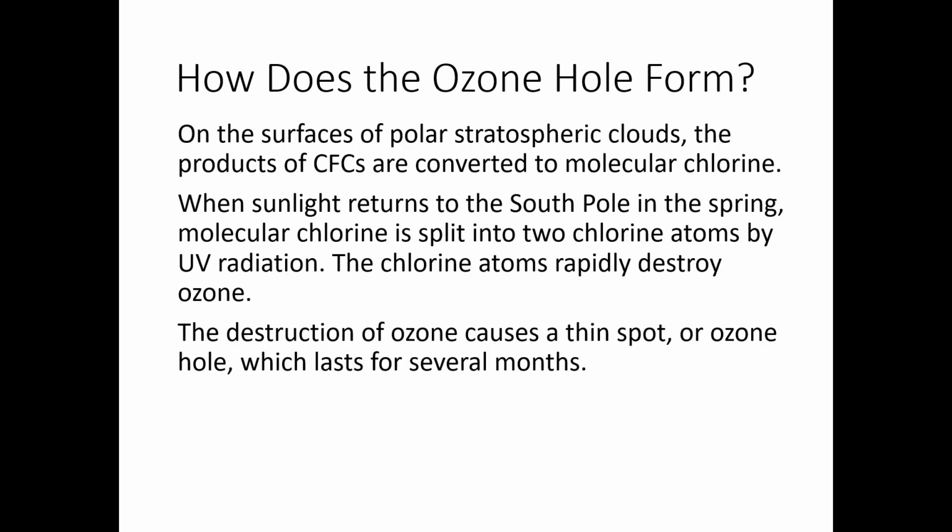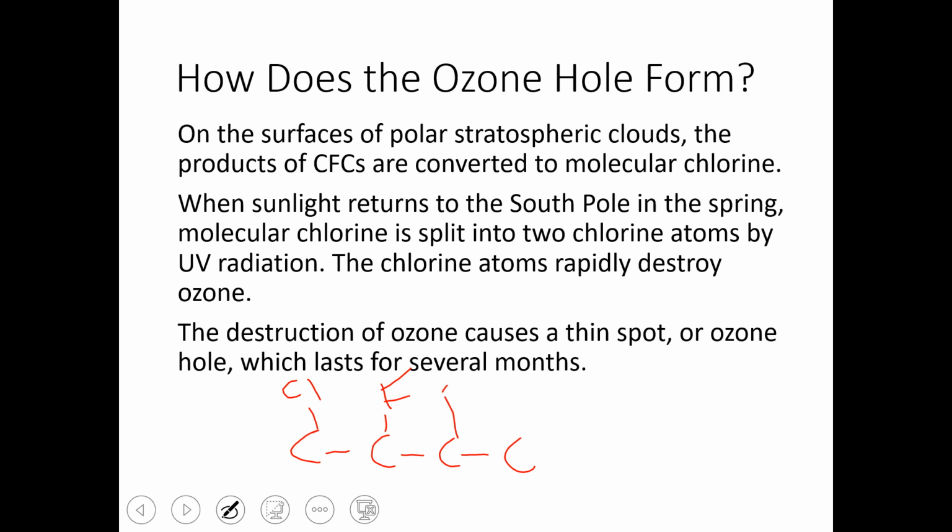And on the surface of these polar stratospheric clouds, you have the breakdown of those CFC molecules. To remind you of the structure, it's a bunch of carbons, and then your chlorine, maybe some fluorine, some other chlorines, and you have the breakdown of these molecules where you start to break off these halogen molecules to form molecular chlorine or molecular fluorine.